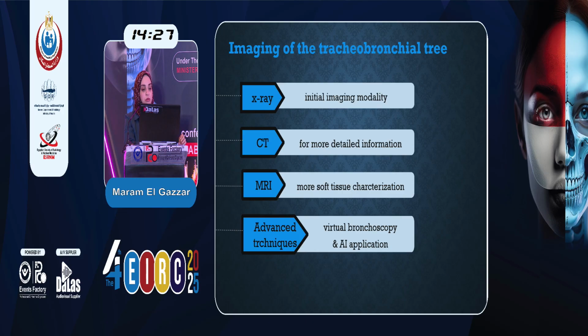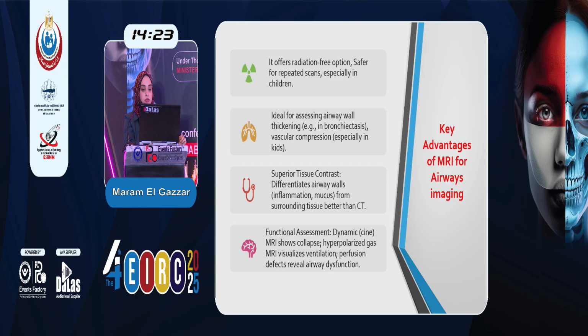Now we will talk about the MRI, which gives more soft tissue characterization. Key advantages of MRI for airway imaging: it is radiation-free, safer for repeated scans, especially in children. It is ideal for assessing airway wall thickening, like in bronchiectasis, or vascular compression, especially in kids. Superior tissue contrast, which can differentiate the airway wall, like inflammation or mucus, from surrounding tissues better than the CT.